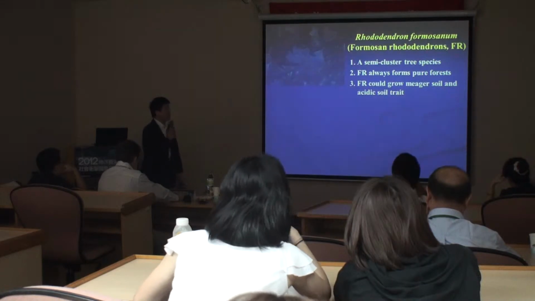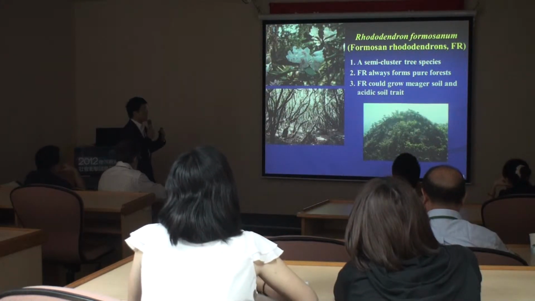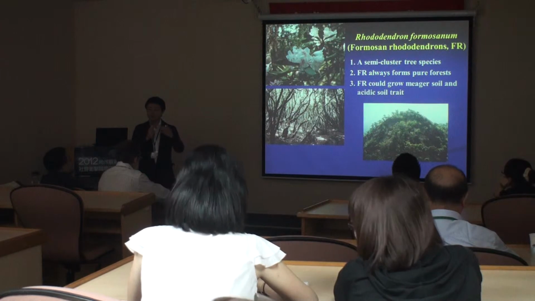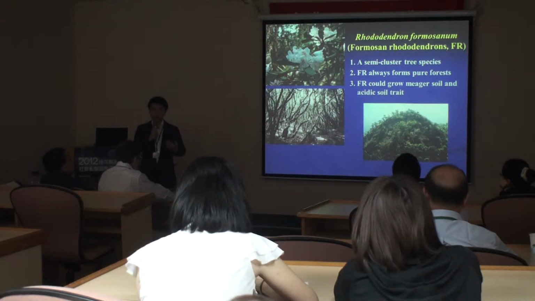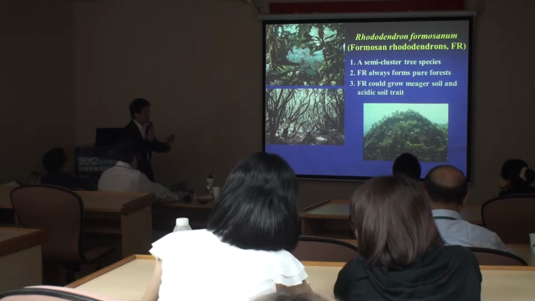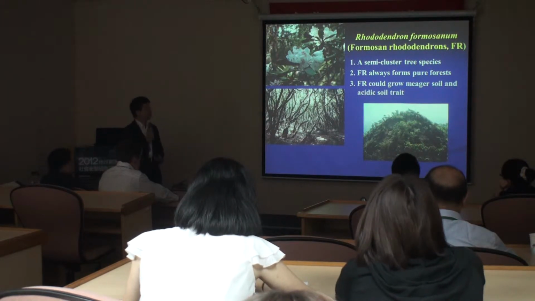The other one we choose is the clonal species. Its name is Formosanum rhododendron. We call it FR. They always form a pure forest and have heavy specialization. They can grow in normal conditions, but they can also grow in poor environments, such as sandy, thin, and infertile soil. It also can grow very well.